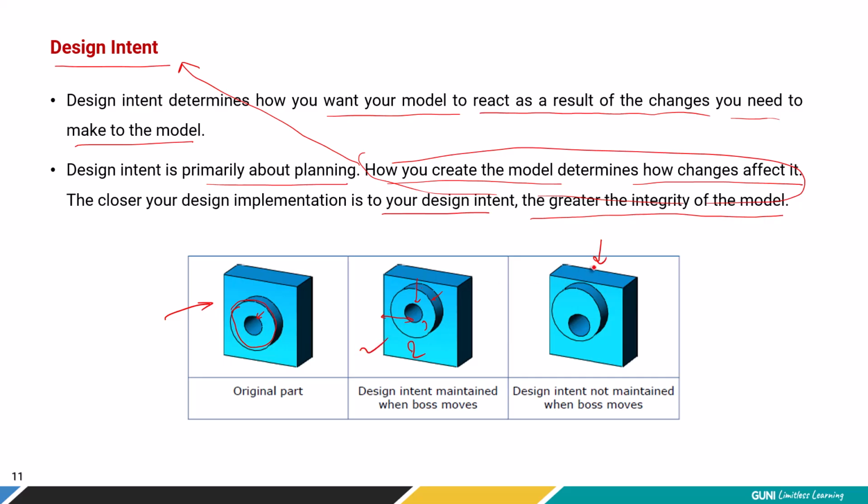But on the third stage, I would say, the cylindrical feature has moved, but the hole remains over there. So there is simply eccentricity over here. So design intent is not maintained. So how can we include the design intent? The sketches. Sketches are very important. Design intent begins with the 2D sketches in the environment.